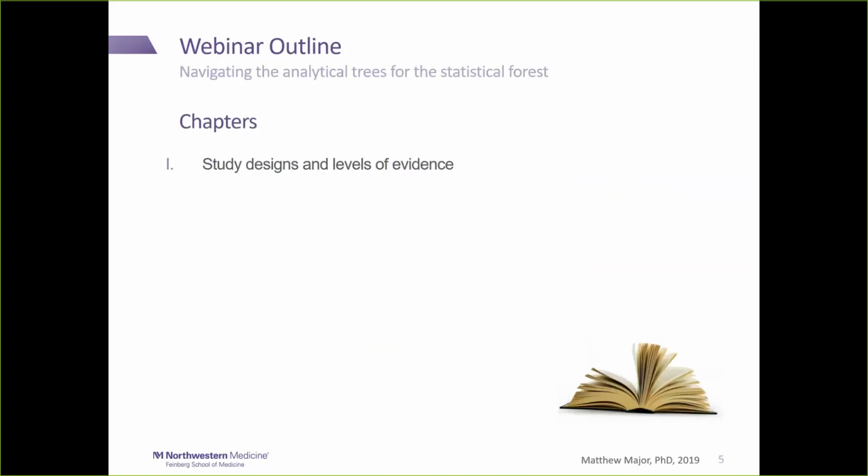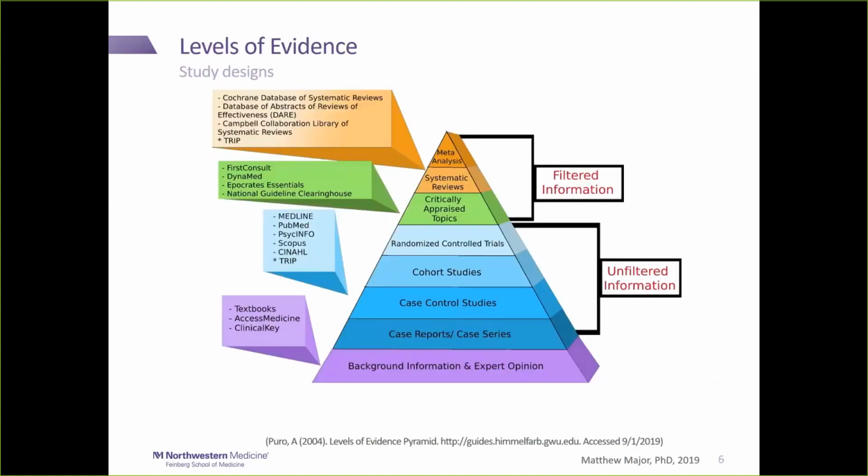Okay, so for our first chapter, we're talking about study designs and levels of evidence. The reason I bring this up to start is because statistics does not happen in a vacuum. Although I can say from personal experience, it does happen sometimes in a windowless office space. All right, so you might have seen this before. This is the hierarchy of levels of evidence. What I like about this particular pyramid is that on the left-hand side, you can see different databases and resources that you can use to help you find this information. What I'm going to be focusing on today primarily is the unfiltered information.